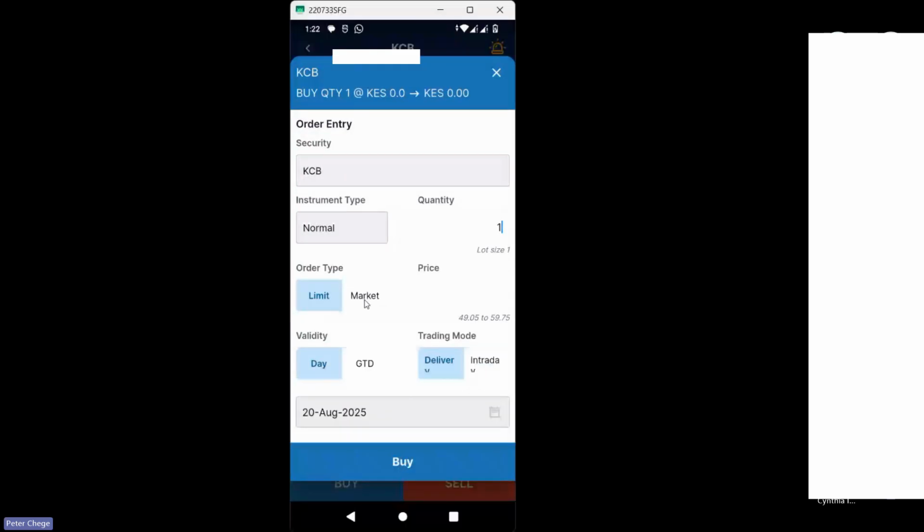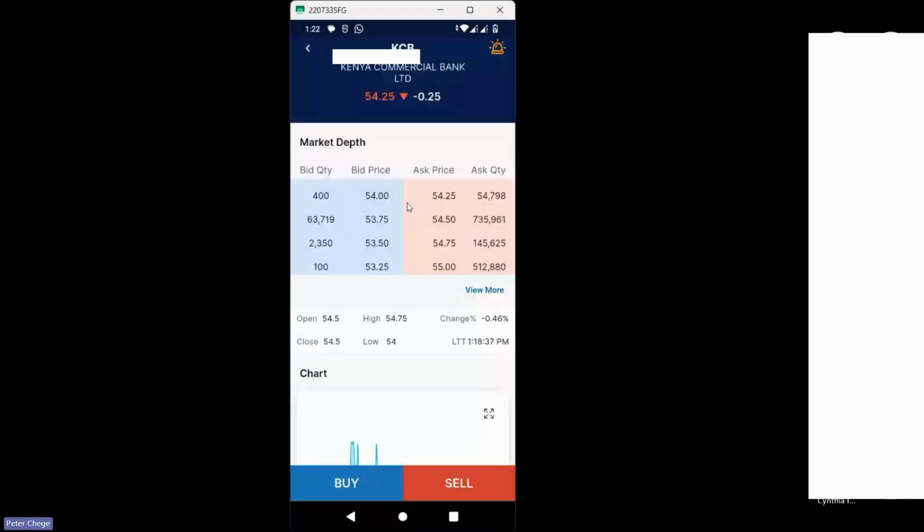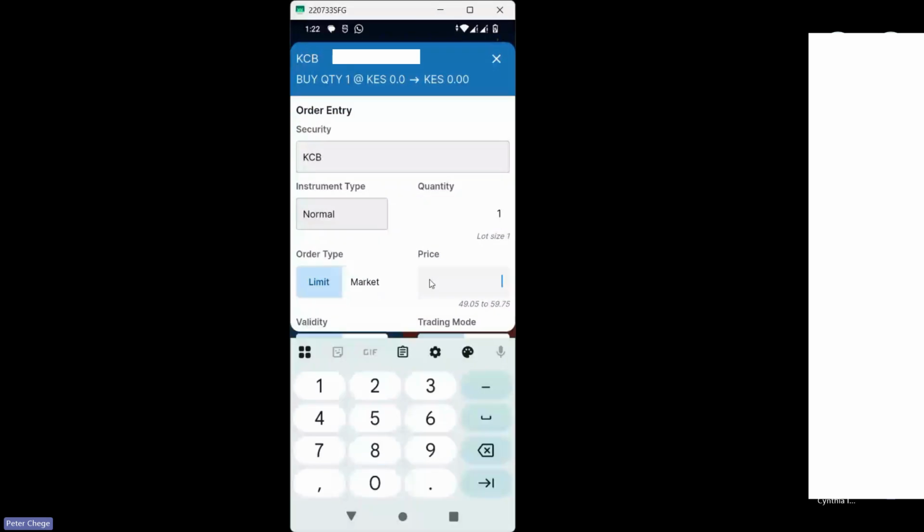Limit or market: limit is where you put a price. Like I can put it for 49.05. Let me go to the previous screen. We pick 54, so I buy at 54. So one share at 54, because that is my current price if I was to execute the trade right now. Then it is a limit. If it is a market order, it will still go and execute at 54.